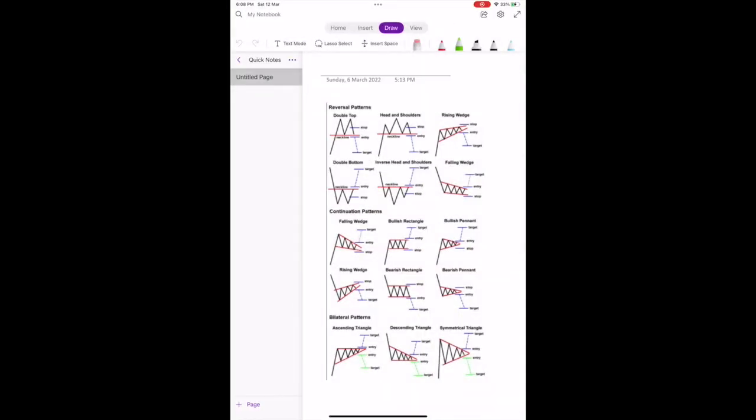Today we're going to be seeing the chart patterns and some of the important chart patterns that work for intraday or positional trading. The chart patterns are categorized as, these are all the chart patterns. We'll be seeing the most important ones. The chart patterns are categorized as reversal patterns, continuation patterns, and bilateral patterns, that is either way movements. We'll be seeing all these. First, we'll take the reversal patterns.